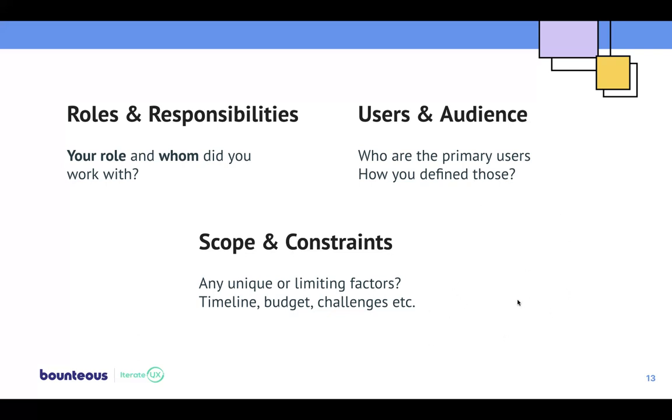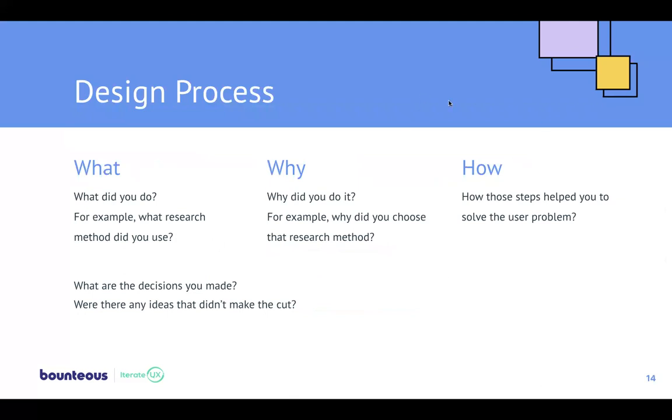Okay, so moving on to the next section, which is design process, an extremely important section of your case study. Three important things you need to remember in the design process are what, why, and how. So what did you do? For example, what kind of research method did you use? What design decisions did you make? Were there any ideas that didn't make the cut? And what kind of constraints did you have?